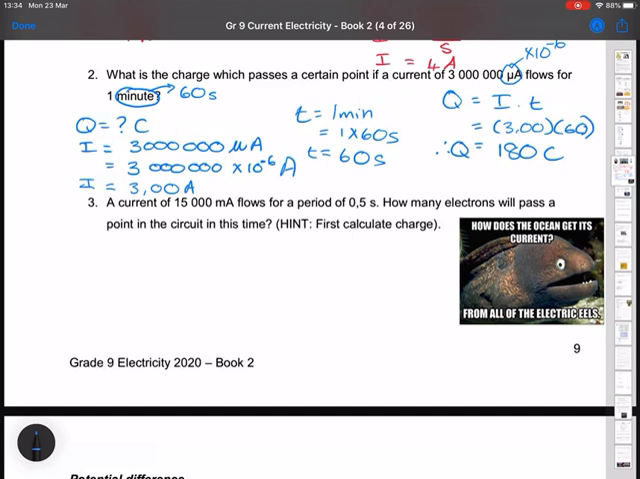All right. I'd like you to try the next one on your own. Pause the video and then do it on your own. You will need to first calculate the charge and multiply it by the number of electrons. So you're going to use your 6.25 times 10 to the 18. Right, pause your video and then do it.